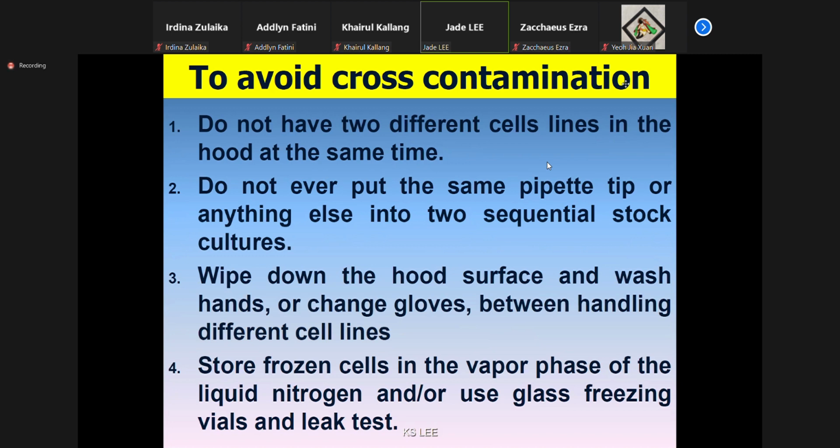Also, store frozen cell lines in the vapor phase of the liquid nitrogen, or use glass freezing vials and leak test them. You need to make sure that there is no leakage. Once there is a leakage, this cell line can contaminate the other cell lines as well. So be very, very careful and use the correct vials, which can withstand minus 70 degrees Celsius.